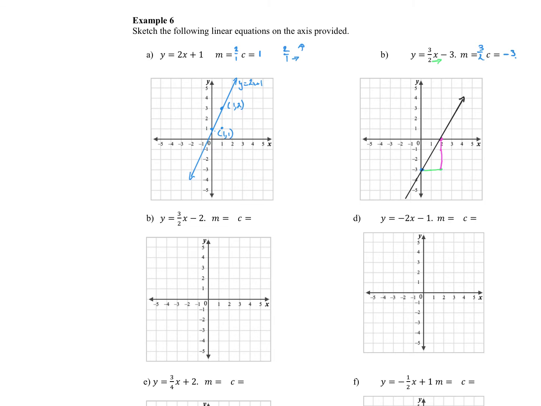Okay, so I've got y is equal to 3 over 2x minus 3. I've got the point. What is that point? That's the point 2, 0. And down here, I've got the point 0, -3. Okay, so y-intercept, gradient. They're the two key bits of information we need.